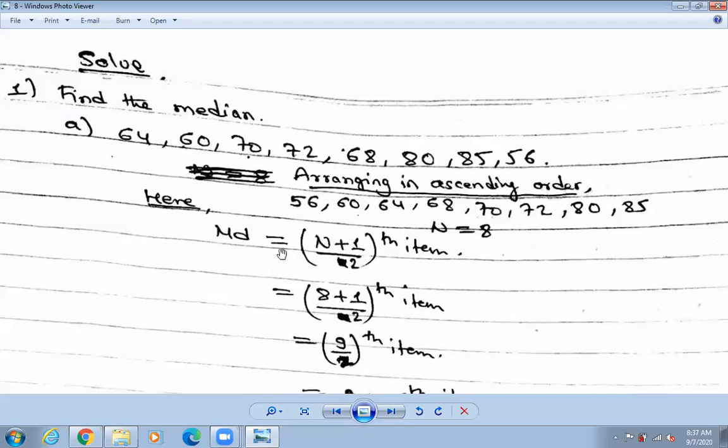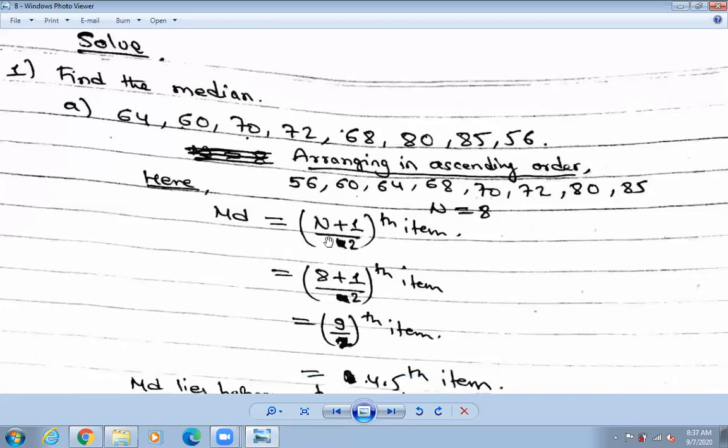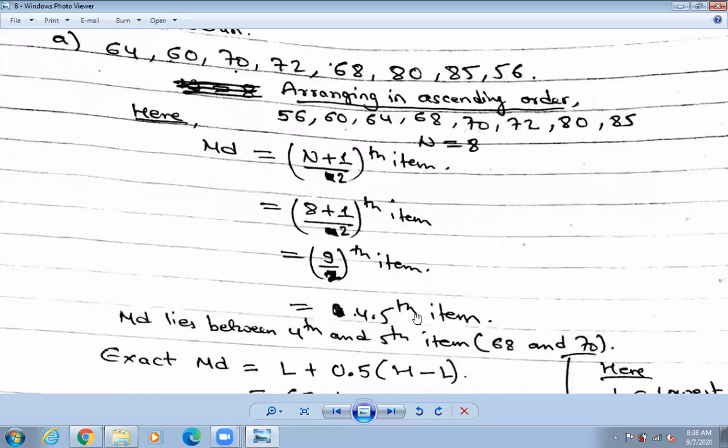Now, median equals to n plus 1 by 2. Okay, mistakenly I have written 4 over here, so sorry. So this is 2. Okay, n plus 1 by 2 th item. Then what is the value of n? N is 8. So n plus 1 by 2 means 8 plus 1 by 2. So 8 plus 1 becomes 9, 9 by 2 becomes 4.5. Okay, so 4.5th item.